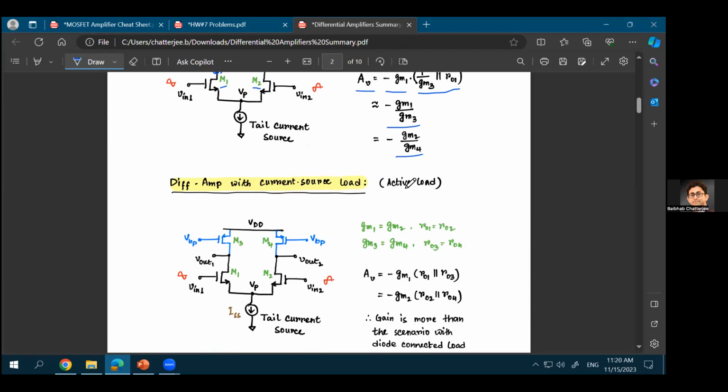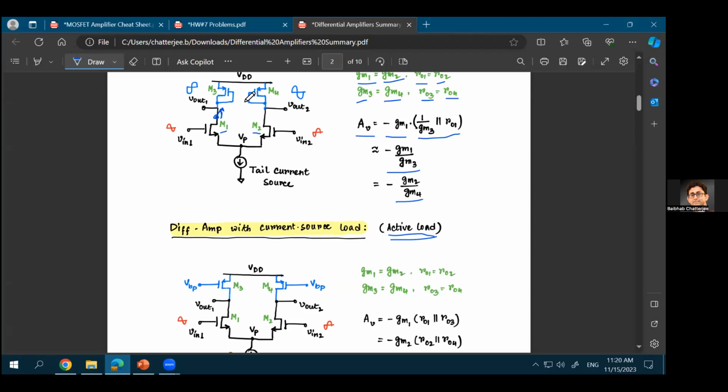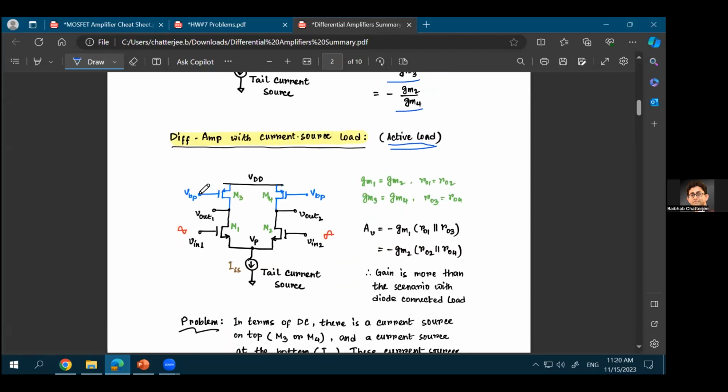Now, if you have an active load or current source load, that means that instead of making these transistors diode connected, you bias them separately. So you apply a bias voltage, or you connect them using a current mirror structure, something like what we had drawn in the class a little while ago, or what is given in your homework 7 problems as well, on how to bias these PMOS transistors using the current sources that will be connected on the left side or right side. So let's just say these are biased separately, and in that case, the resistance looking into the drain of the M3 transistor will be equal to r_o of the M3 transistor.